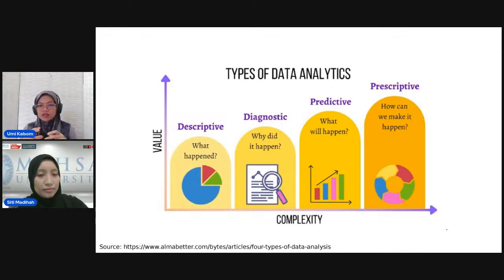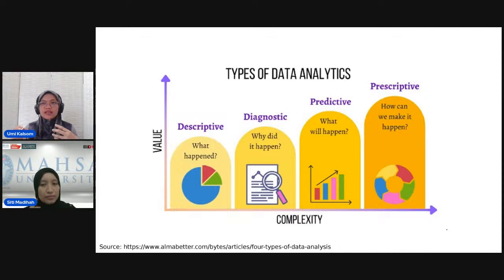For diagnostic analytics, we want to know why it happened. For predictive, we want to predict what will happen in the future, for example. And for prescriptive, we want to see how we can make it happen. For the level of complexity, descriptive is simpler, and prescriptive is the more complex analytics.